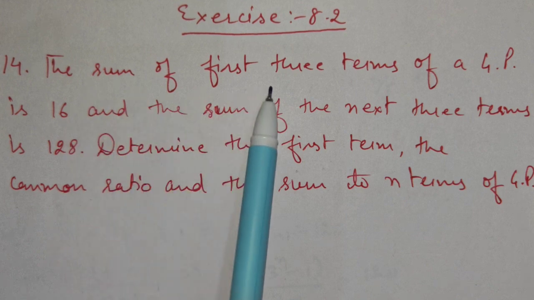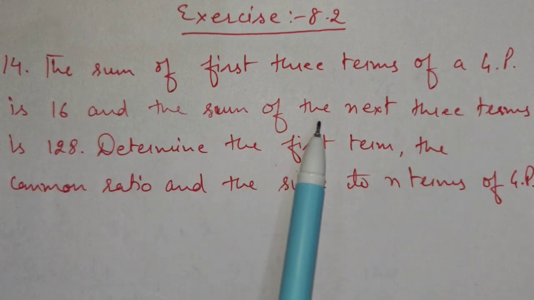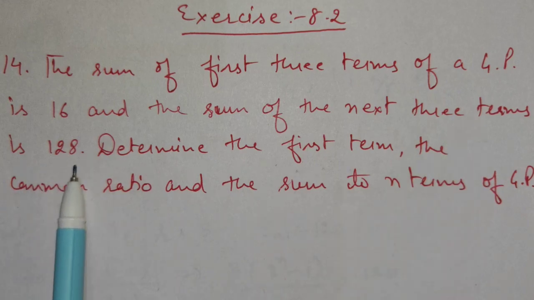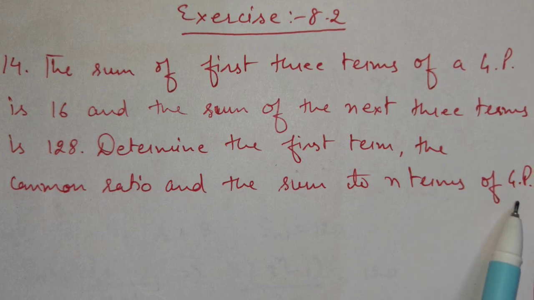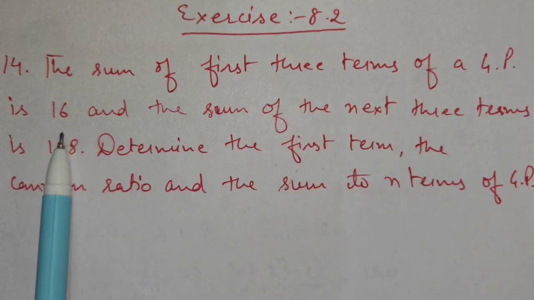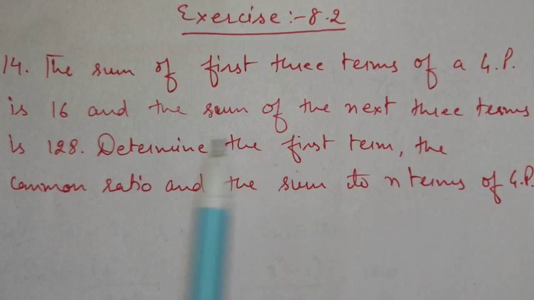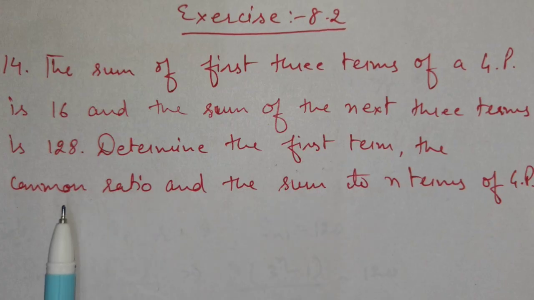Now question number 14: the sum of first three terms of a GP is 16 and the sum of next three terms is 128. Determine the first term, the common ratio and the sum to n terms of GP. अब इस क्वेश्चन में हमें फर्स्ट थ्री टर्म्स का सम गिवन है, दैट इज इक्वल्स टू 16, एंड द सम ऑफ नेक्स्ट थ्री टर्म्स 128. We are to find out the first term, common ratio and the sum to n terms of the GP.